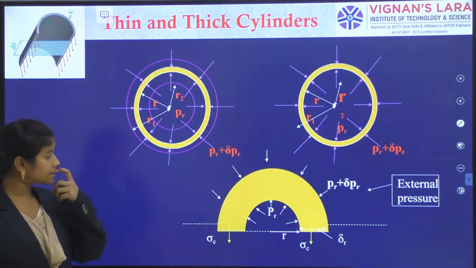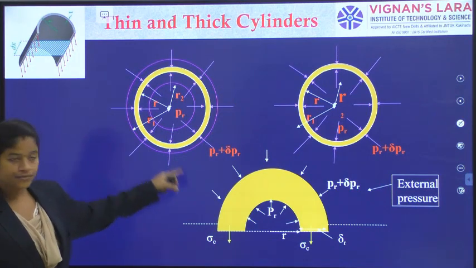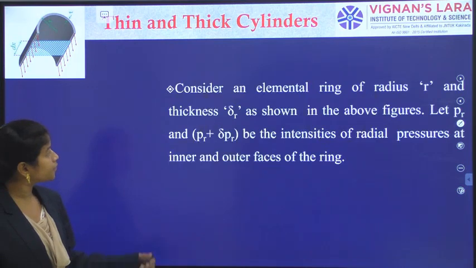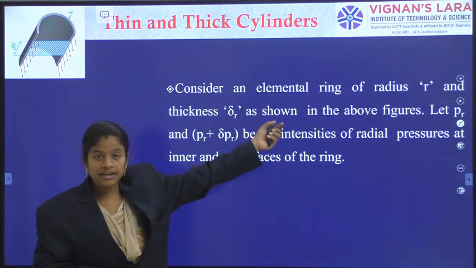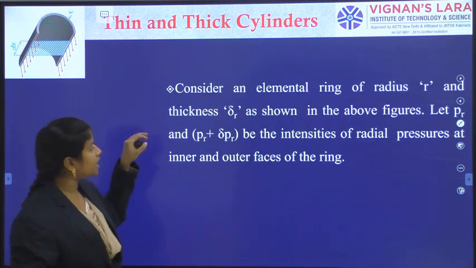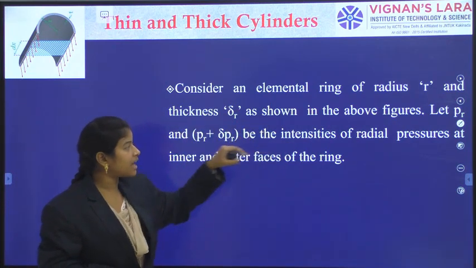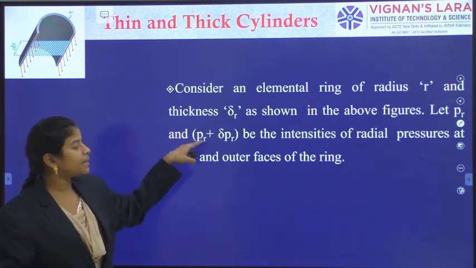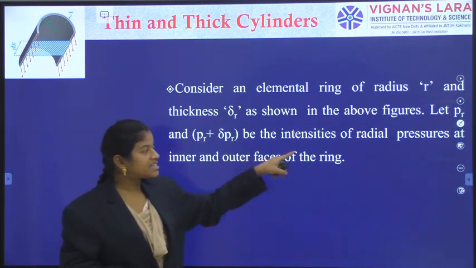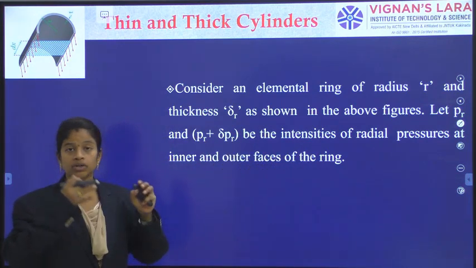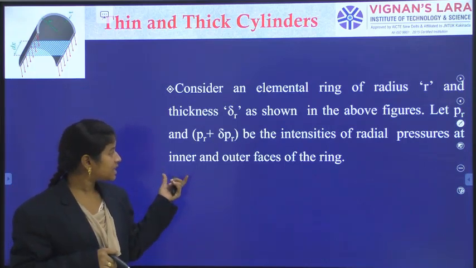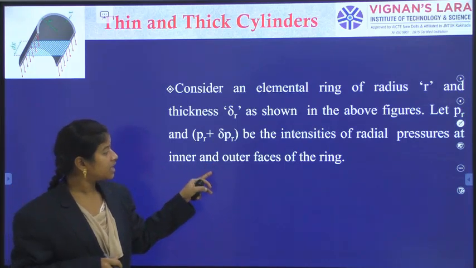In that, I am considering a small element. We will explain this later in the next step. Consider an elemental ring of radius small r, having thickness delta r as shown in the above figure. Let P and P plus delta PR be the intensities of the radial pressures at the inner surface and outer surface of the ring.